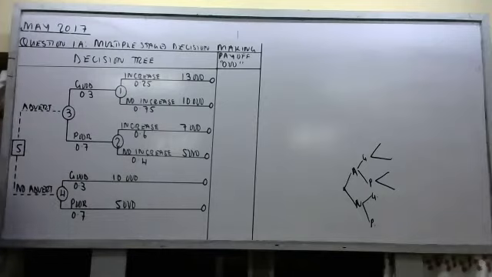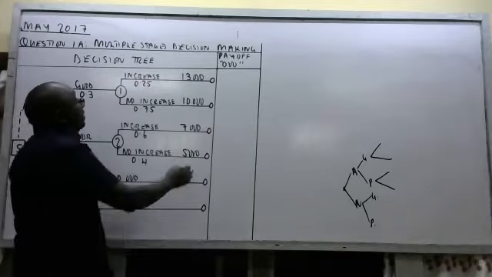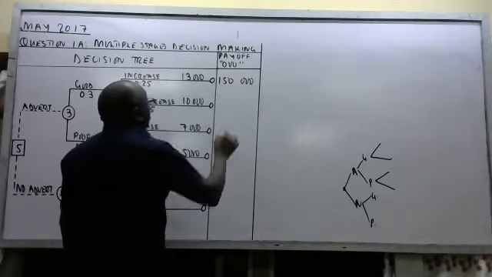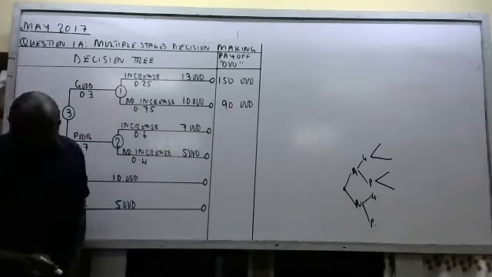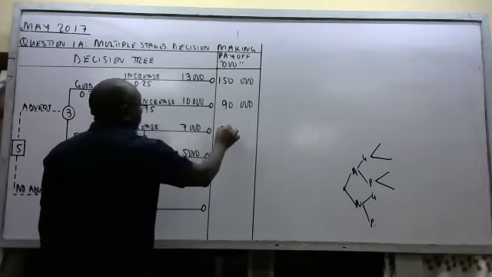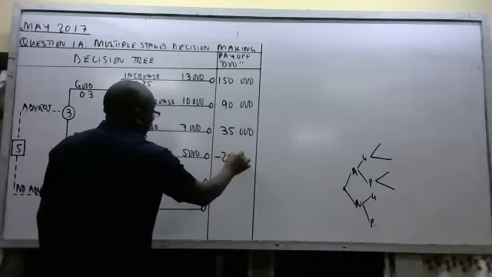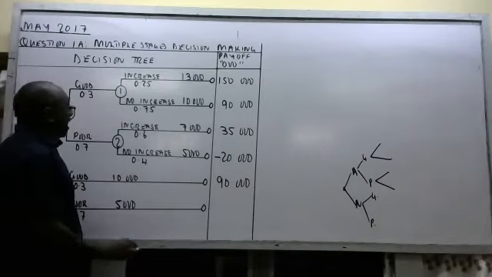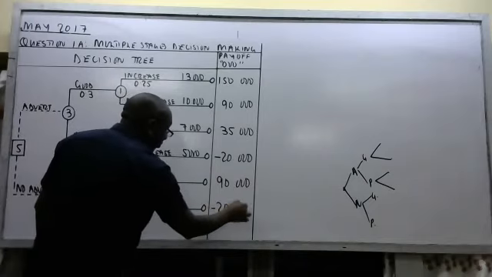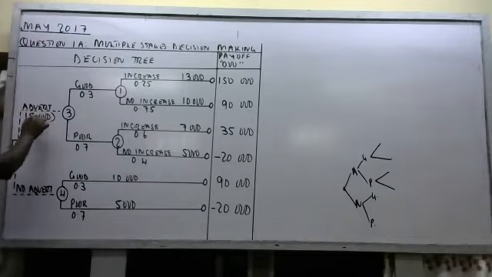So these ones will help you get the profits. Where there is 13,000, it is 150,000. Where there is 10,000, it is 90,000. 7,000 is 35,000. 5,000 is minus 20,000. 10,000 is 90,000. And 5,000 is minus 20,000. And we are told the advert will cost 15 million. So for the advert, put 15,000 in brackets.